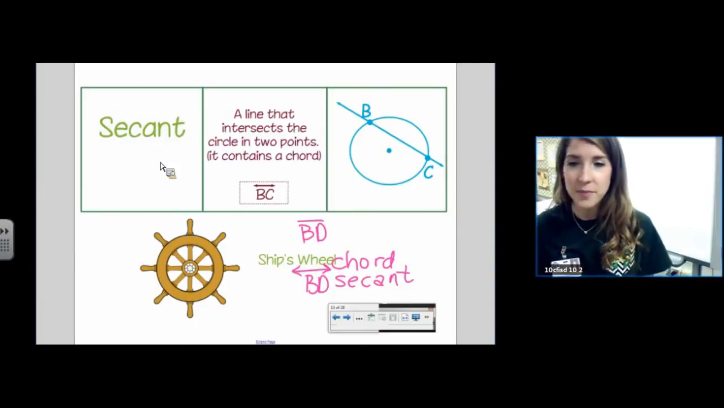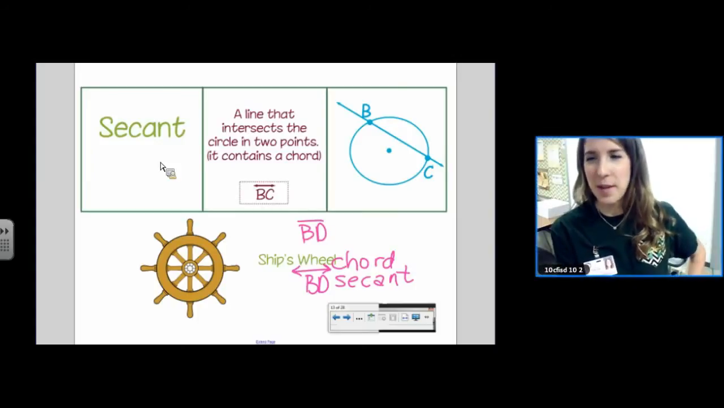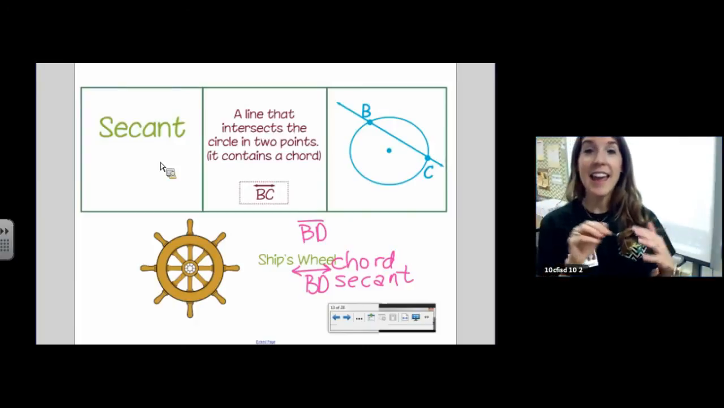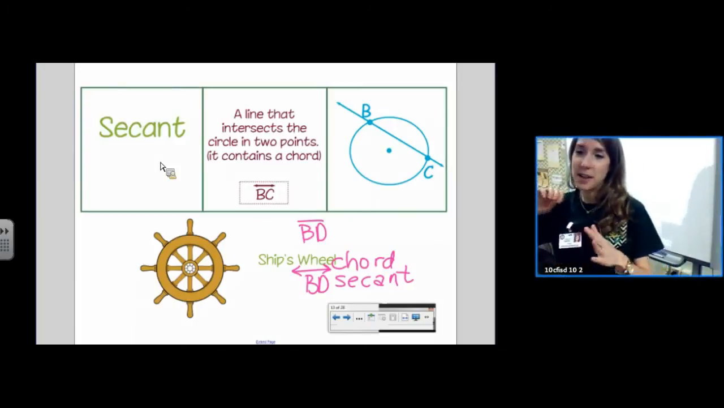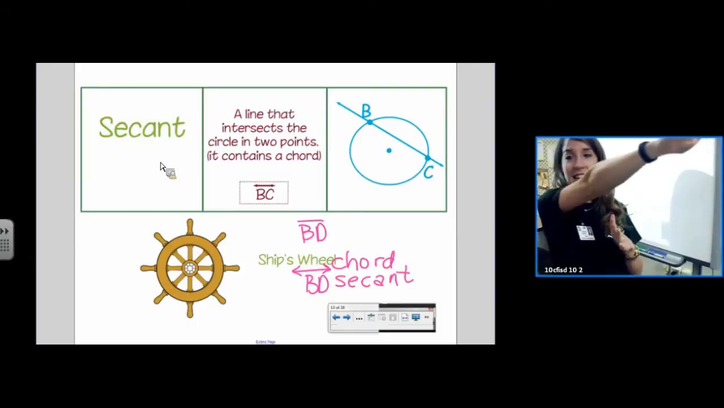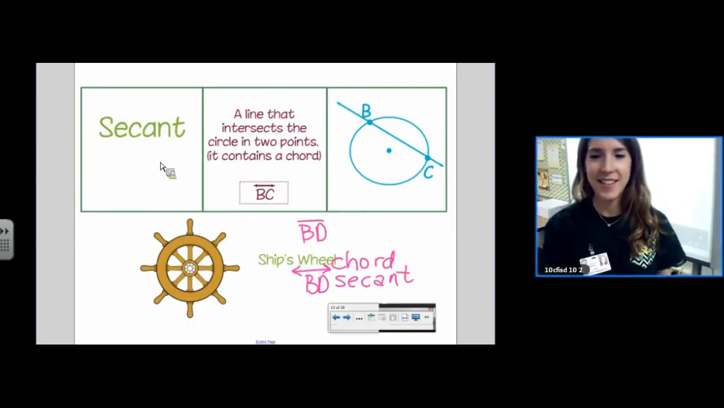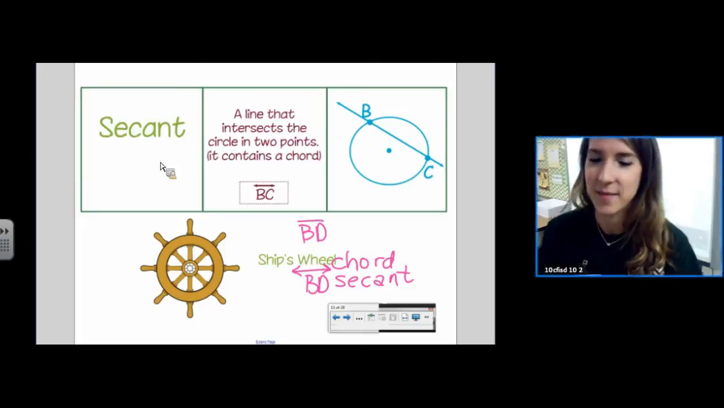Another way some people like to remember the difference is secant, like I can't see, and a secant goes on forever, so I can't see the end of it. Can't see the end of it.